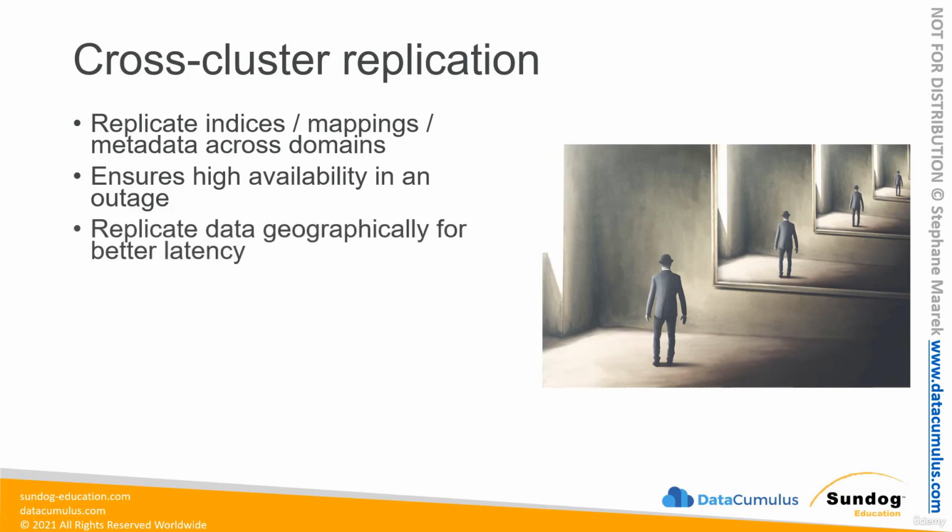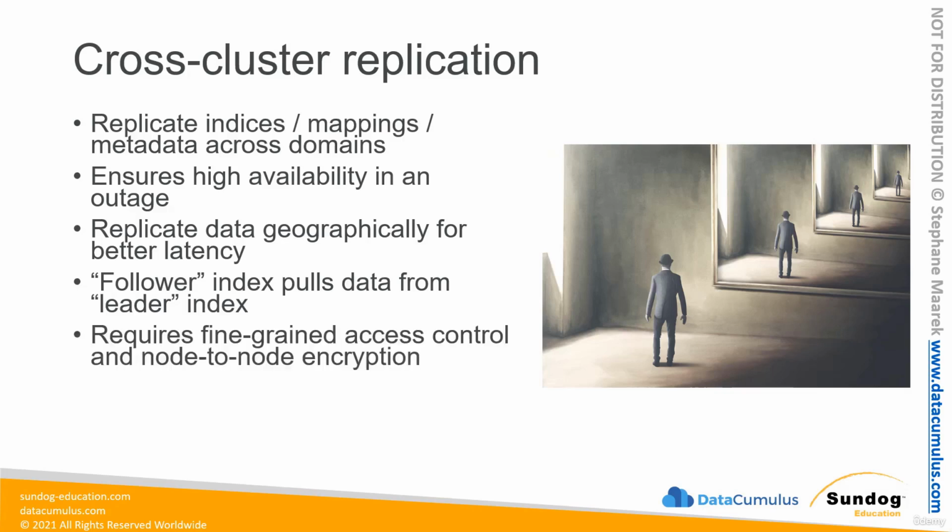Also, it's an idea to reduce latency if you have a global application. So you can replicate your data geographically around the world using replication for better latency from different locations around the world. So if you have someone trying to hit your OpenSearch cluster from Europe, it's better to have a replica of that cluster in Europe than making them go across the ocean to hit a cluster that's located in the United States or something. The way it works is you set up what's called a follower index that pulls data from what they call a leader index. So the leader index is basically your master copy, and the follower is going to be the replicant.